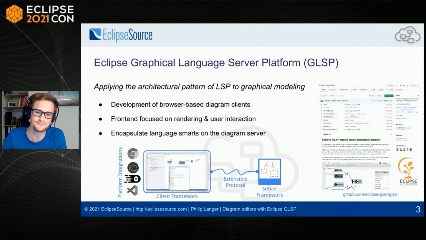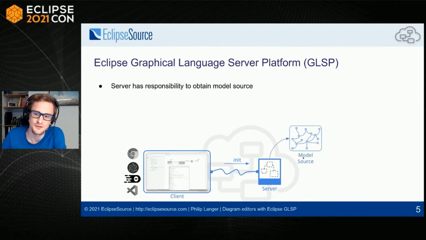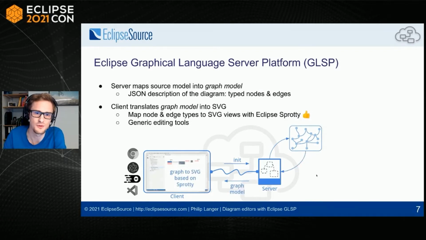The way that the GLSP client and server communicate with each other is as follows. Whenever you open a diagram editor in, for instance, Eclipse Theia, an initialization request will be sent to the server with, for instance, a URI. The server is then responsible to load the respective model source, which holds all the information required for this particular diagram. This model can either be an EMF model, XText, plain database, or even JSON files, whatever you use as your data source.